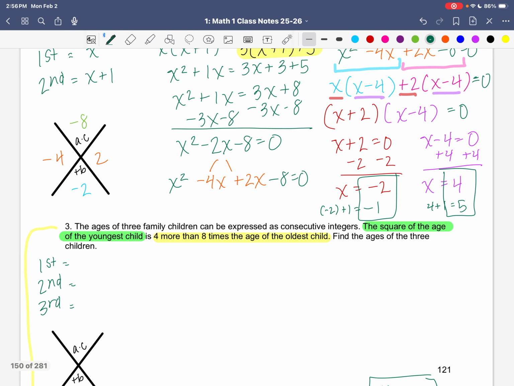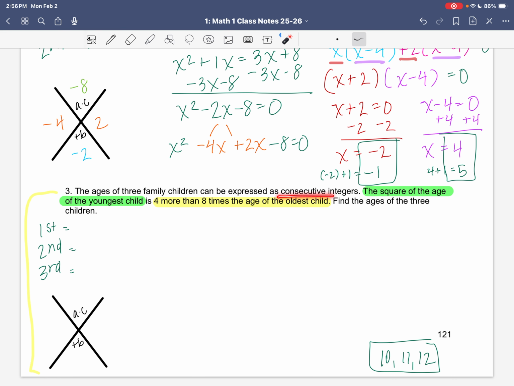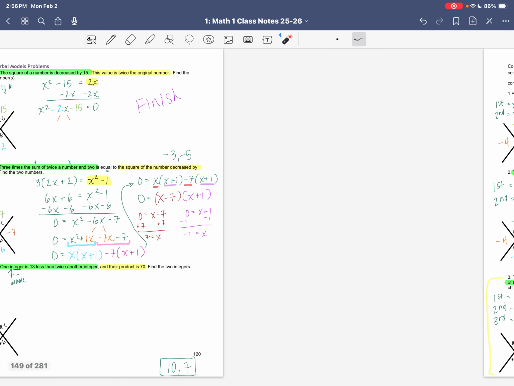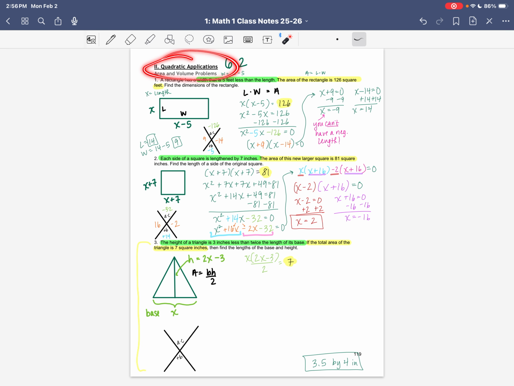All right, I want you to go ahead and try this one. Consecutive integers. So remember, it should be x, x plus 1, x plus 2. And then the square of the age of the youngest. So the first is going to be the youngest, and then they're going to be the oldest because they have more years. So if you did this correctly, you should have 10, 11, and 12. And that are your quadratic applications.